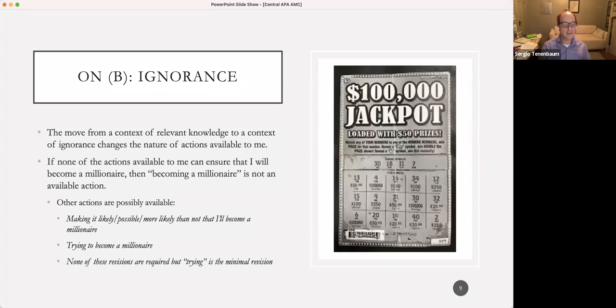The last thing I want to say is this idea of revising our ends in the context of ignorance. The way I try to understand it is that when I realize I don't know whether I can achieve one of my ends, the theory says nothing about the right way to revise my ends, but it's a minimal revision. I have as my end being a millionaire in the middle of my philosophical career, and I realize that's not something I can ensure just by publishing mediocre papers. So I now have to revise this to a minimal revision: I'm going to try to become a millionaire.